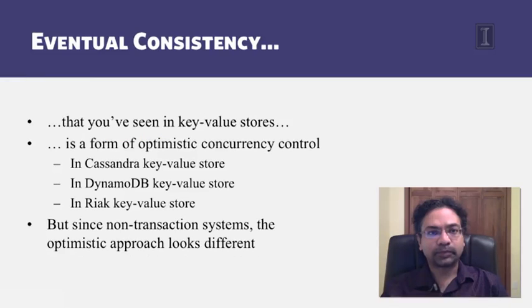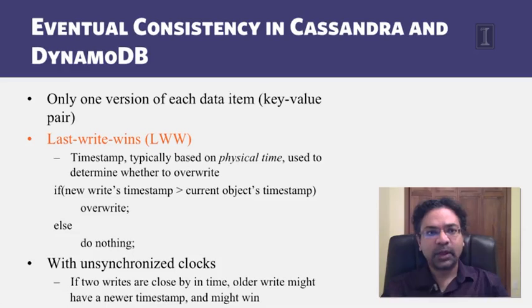Now, eventual consistency that you've seen in key value stores is in fact a form of optimistic concurrency control. In the Cassandra key value store you've seen, in the DynamoDB key value store, and also in the Riak key value store. But these systems are not transaction systems, so the optimistic approach looks different. In fact, it looks slightly simpler in some ways.